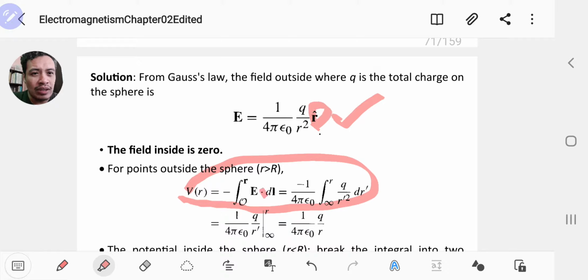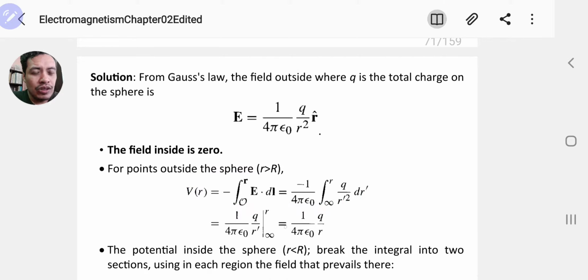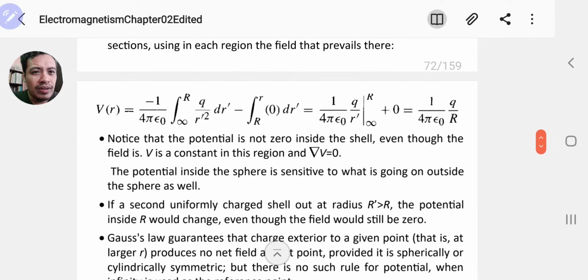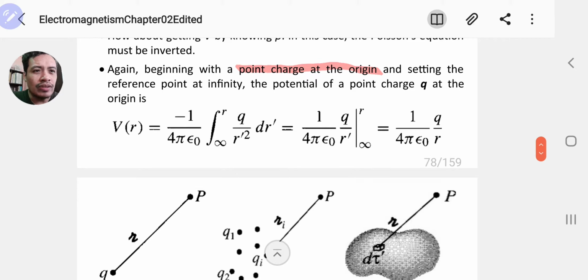The contributing dl would just be the component in the direction r, because you're operating a dot product of one vector with another vector. E is in the radial direction, so the dl that contributes is just the dr direction. So here your V is actually this one. That's recalculated here, for the potential of a point charge at the origin.